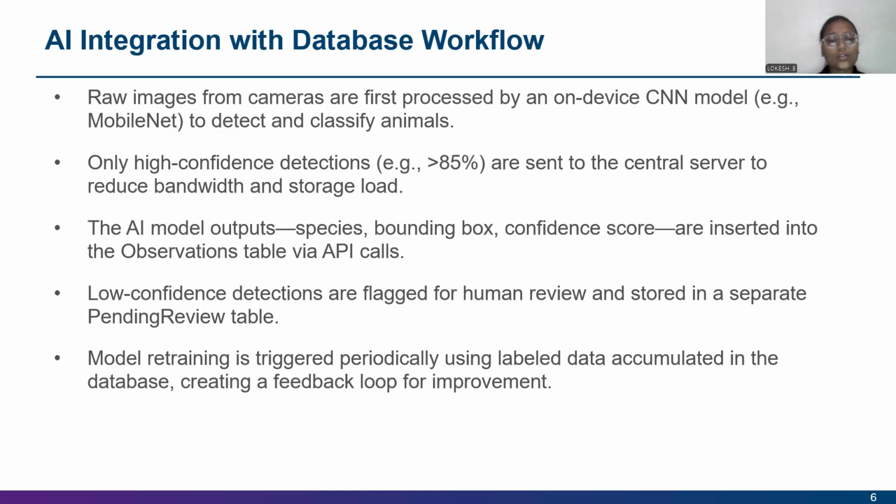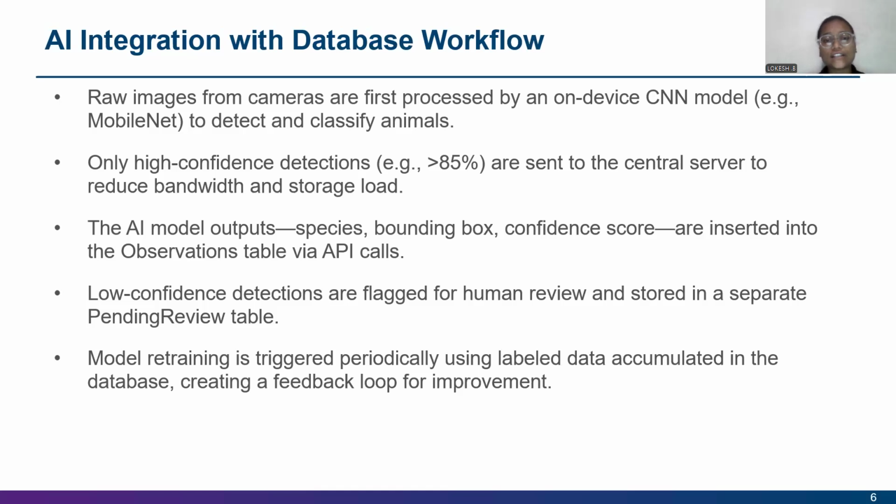The AI model outputs species, bounding box, and confidence score are inserted into the observations table via API calls. The low confidence detections are flagged for human review and stored in a separate pending review table. Model retraining is triggered periodically using label data accumulated in the database, creating a feedback loop for improvement.